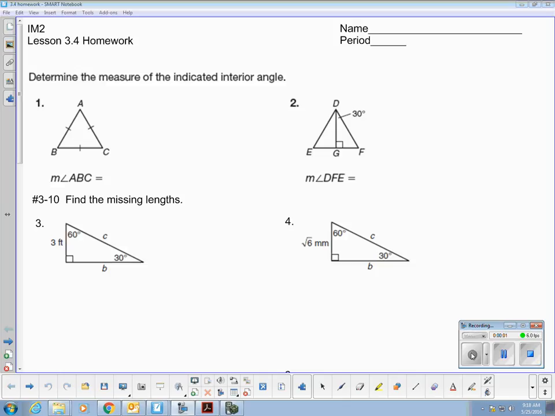The second lesson in chapter 3 is about another special type of right triangle called a 30, 60, 90 triangle. Just like in a 45, 45, 90, there are certain relationships with the side lengths in a 30, 60, 90 right triangle as well. The hypotenuse is always the longest side.